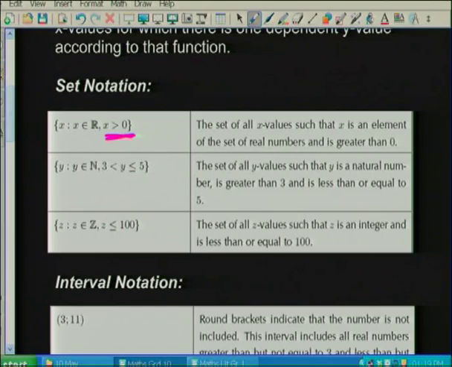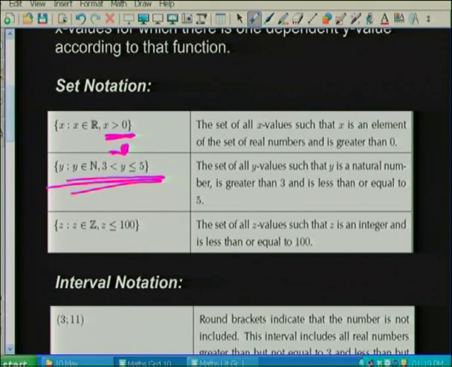Have a look at the next one. The next one deals with y, and it talks about N. Now, N stands for natural numbers. And remember, you place yourself where the y is. If I look that way, I see the open side of the inequality. So it says y is greater than 3, y is less than or equal to 5. In words, the set of y values such that y is a natural number greater than 3 and less than or equal to 5.